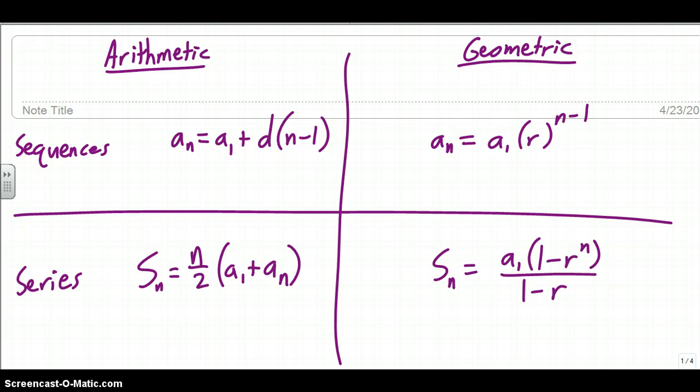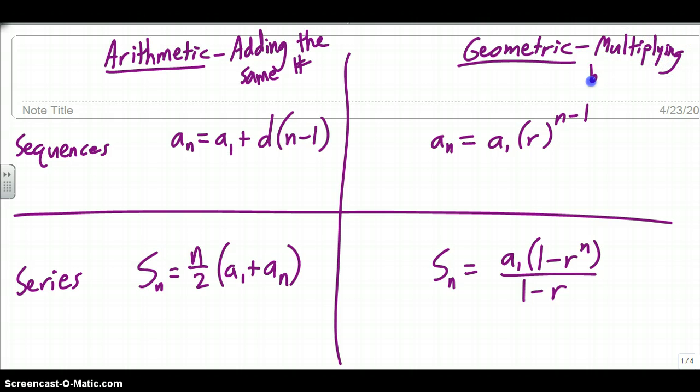Okay. Remember, Chapter 9 was a relatively short chapter, and there are really only 4 topics, and they're right on the screen in front of you right now. We basically talked about arithmetic and geometric sequences and series. There were 4 formulas that you needed to use. Remember, arithmetic was if you were adding the same number every time. Geometric was multiplying by the same number every time.